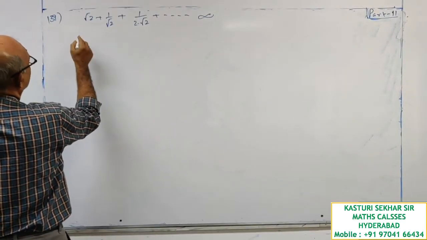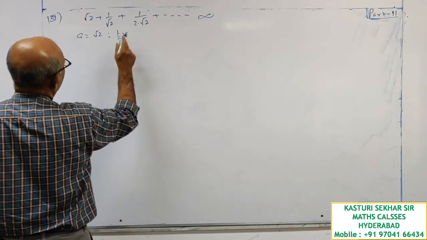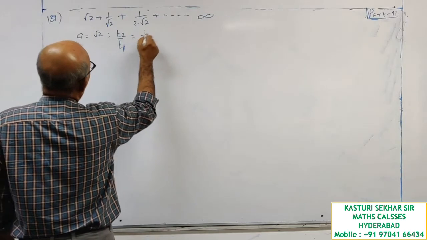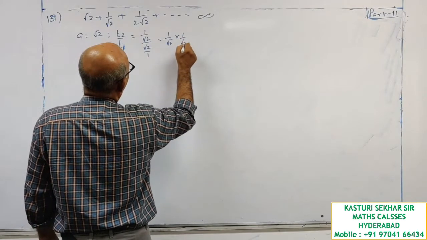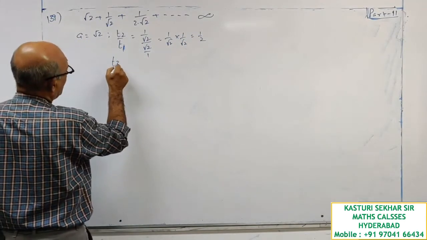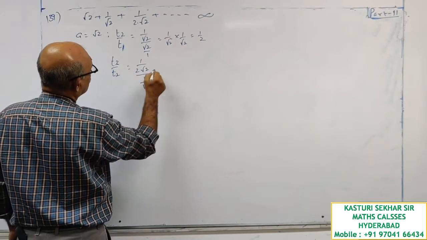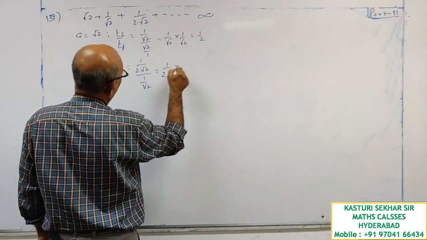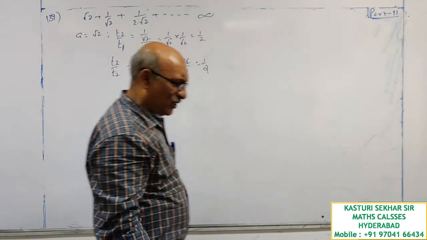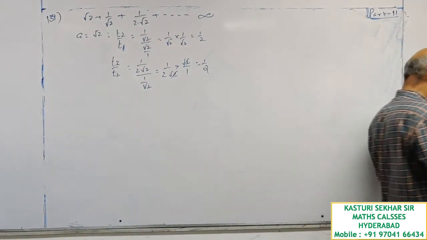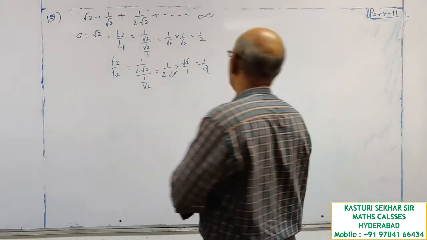So A is equal to root 2. Common ratio, second term divided by first term: 1 by root 2 divided by root 2 by 1, this is 1 by 2. T3 divided by T2: 1 by 2 root 2 into root 2 by 1, 1 by 2. Common ratio is same, so it is in geometric progression.